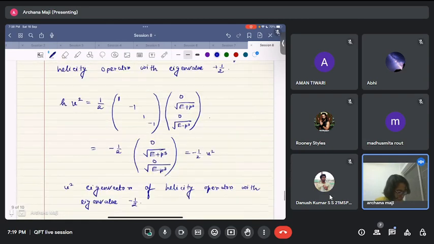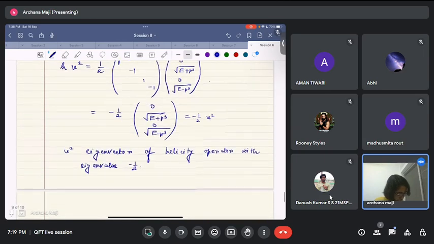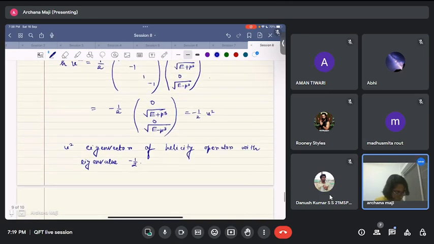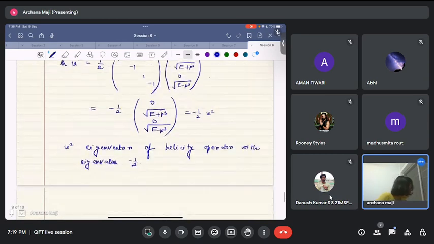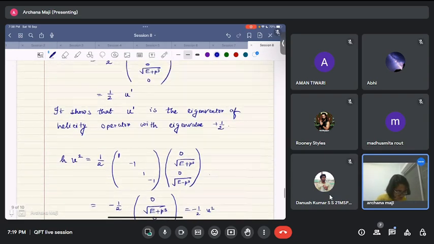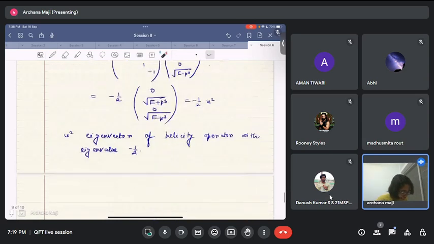These are respectively called left-handed and right-handed. So which one is which? I need to see. I think the plus half is called left-handed and minus is called right-handed. It's not written in my notes, but I think this is called left-handed and this is called right-handed. But you can check in Peskin.